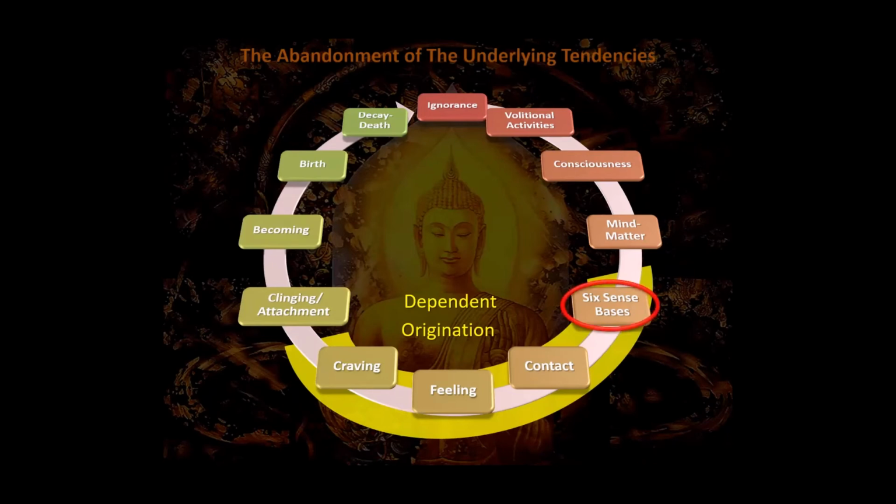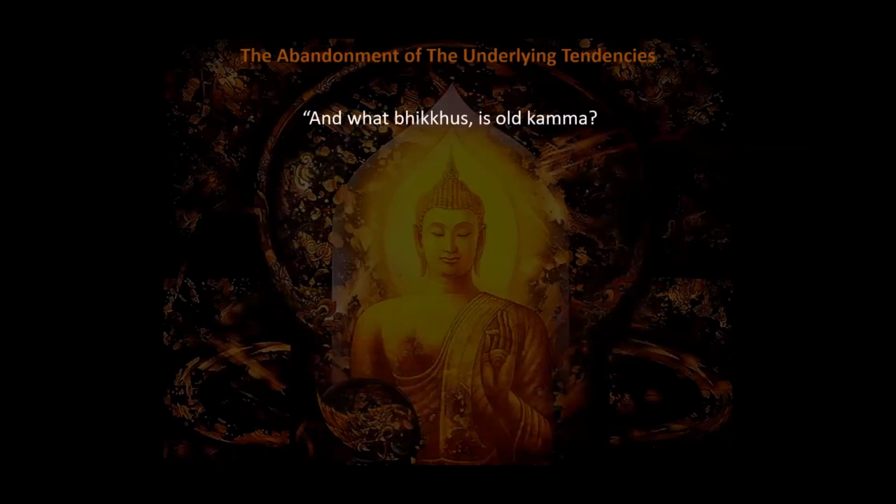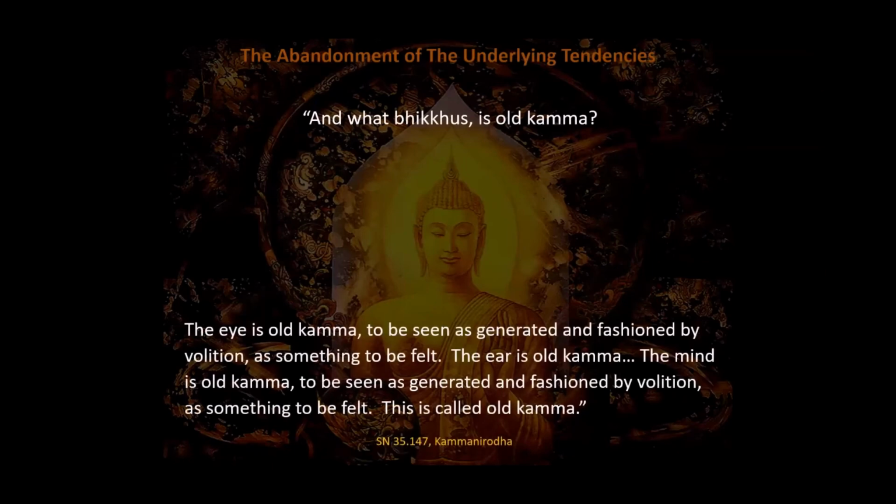All right? Why? Because we get a whole world of experience through the six sense faculties. But why does the line of causation end at craving? Why not at clinging or death? To answer this question, we look at what the Buddha says about karma. And what, bhikkhus, is old karma? The eye is old karma, to be seen as generated and fashioned by volition, as something to be felt.